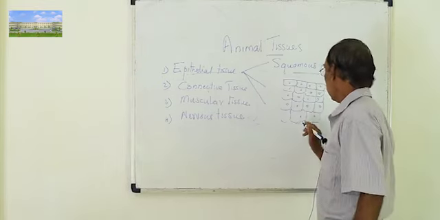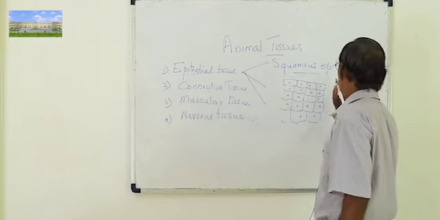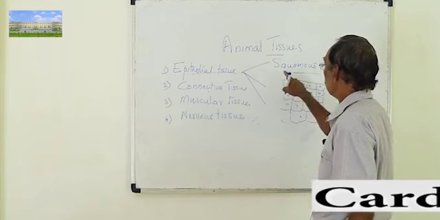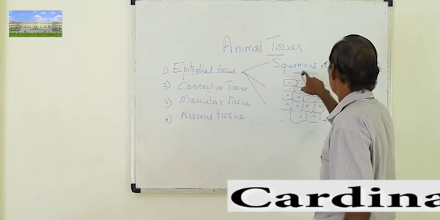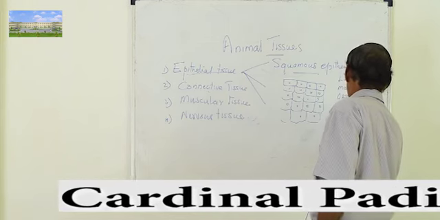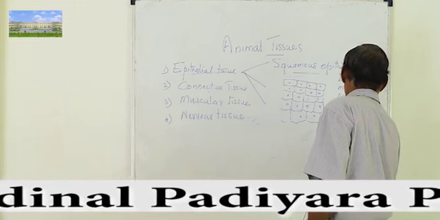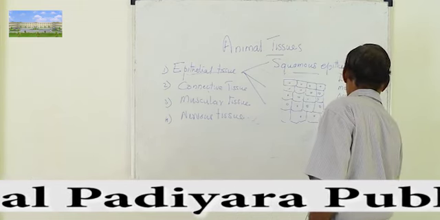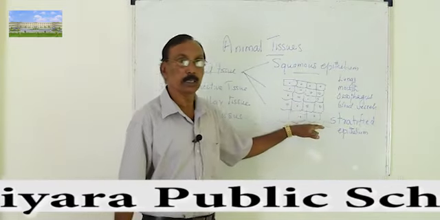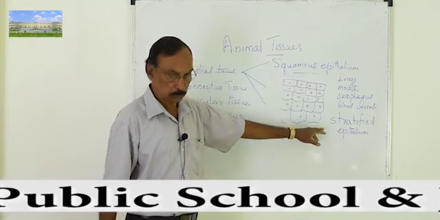It is called stratified squamous epithelium, many layers of squamous epithelium. Skin is the example. Strata means layer. Stratified means many-layered epithelium. Squamous epithelium will make a stratified epithelium.